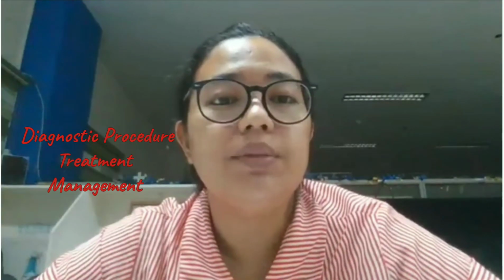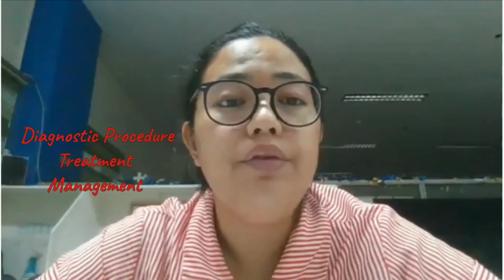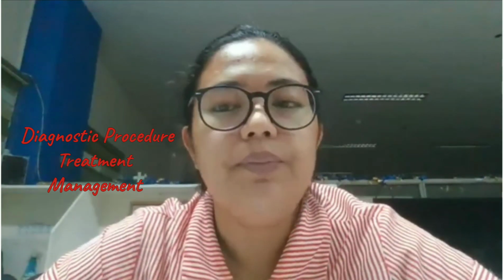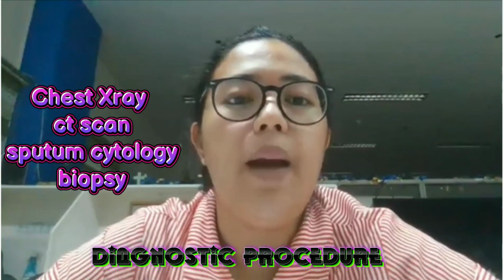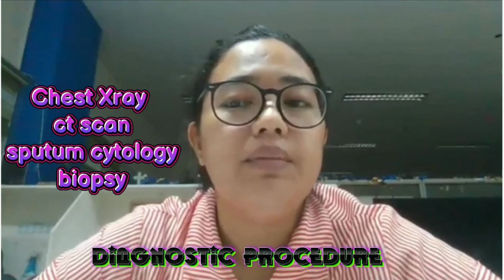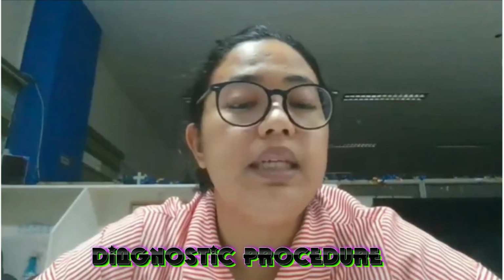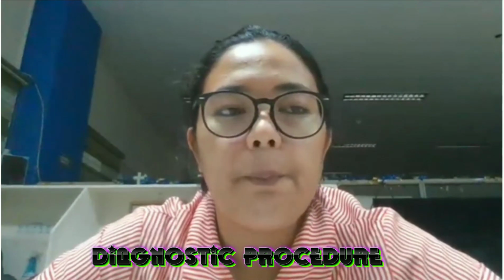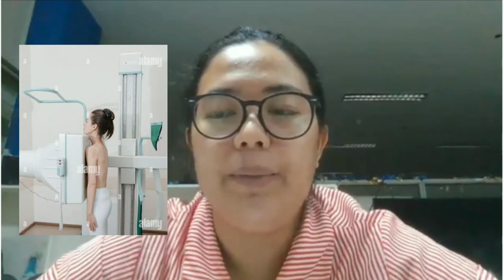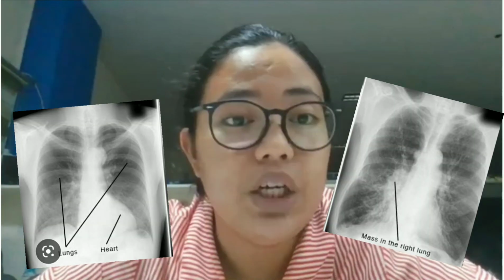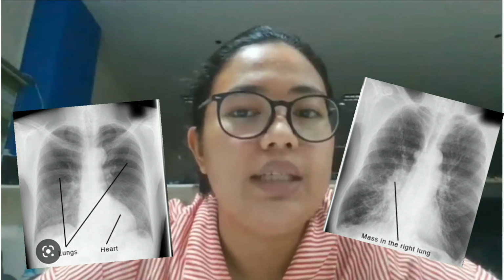I'll be discussing the diagnostic procedures, the treatment, and management of lung cancer. So there are four diagnostic procedures, which are the chest X-ray, CT scan, sputum cytology, and biopsy. And under biopsy, we have three types of biopsy that could be performed. So first is chest X-ray. So this is the image of a patient having lung cancer, and also the normal chest X-ray.